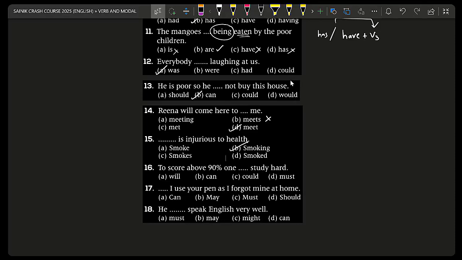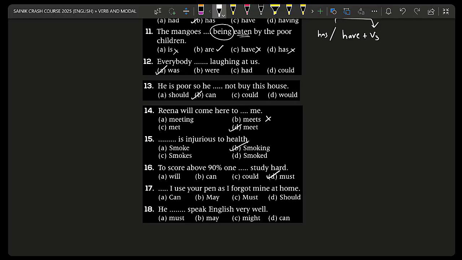To score above 90%, one dash study hard. Which option? Option C, could. No, not could. To score more than 90%, definitely you should study hard. Definitely means must. Yes, must.